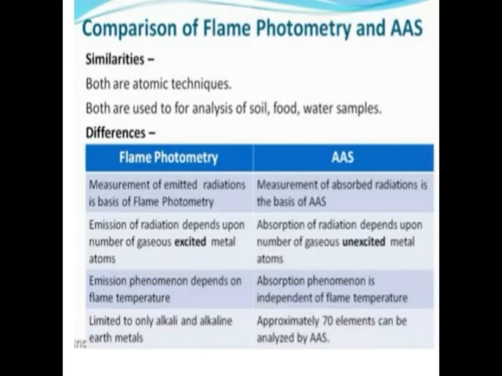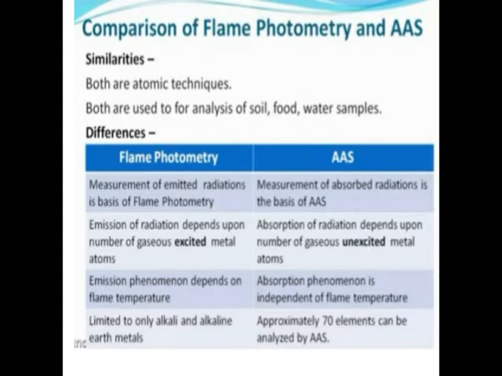So what is the concentration of elements, or which elements are present in the given sample, like a sample of food, soil, or water. In water, are any elements present or not, in food, in soil, and in what amount. For that identification we can go either for flame photometry or for atomic absorption spectroscopy.